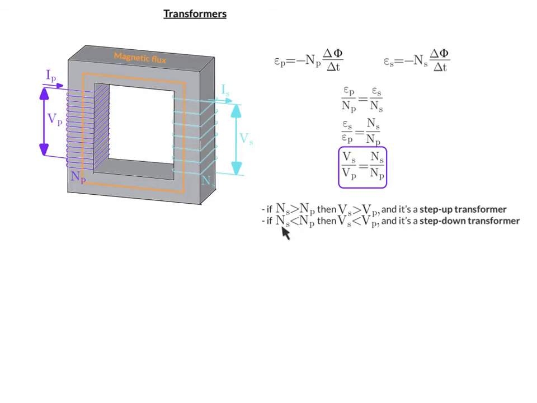But if the number of turns in the secondary is smaller than the number of turns in the primary, which is what we have here, so the primary clearly has more turns than the secondary, then the voltage in the secondary over here is going to be less than the voltage in the primary, and we have a step-down transformer.